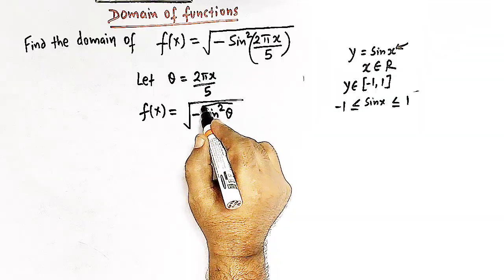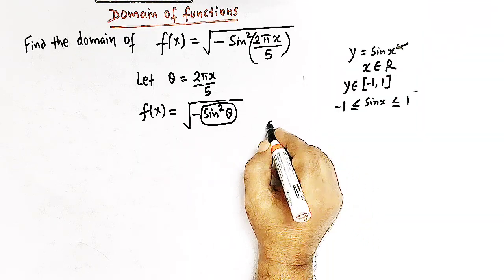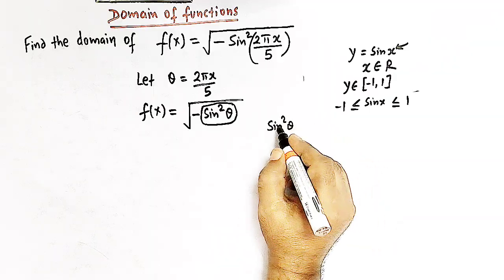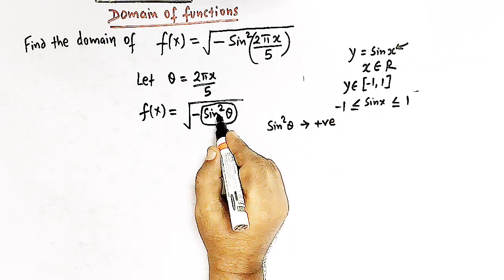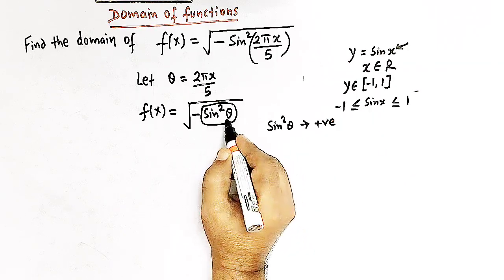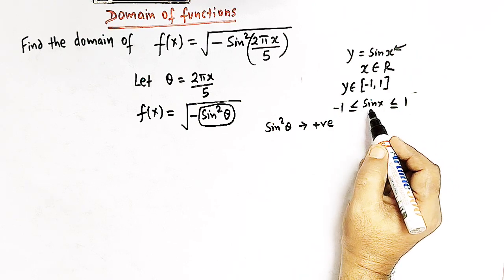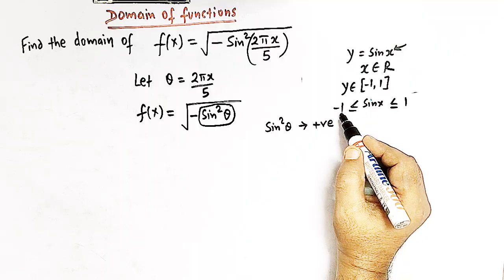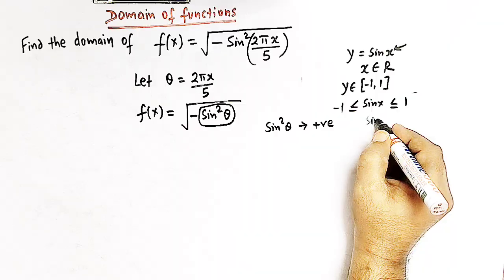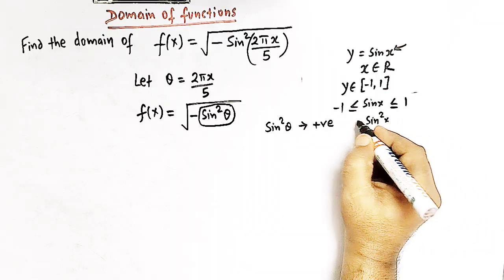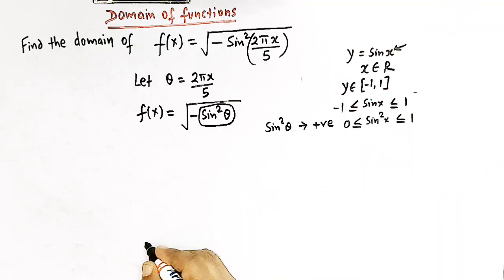Now let us first consider this term. Here we have sine square theta, and sine square theta is always going to be a positive quantity, because here we have the square of sine theta. And now if we look at this inequality, then sine x is greater than or equal to -1 but less than or equal to 1. So the square of sine x, that is sine square x, must be greater than or equal to 0 but less than or equal to 1, right?